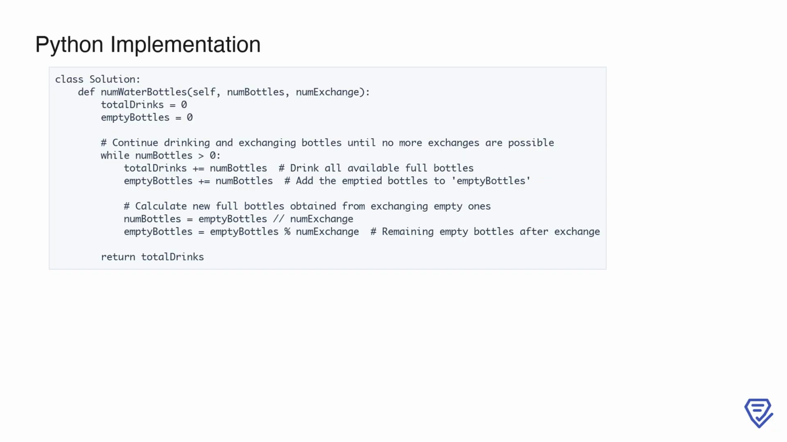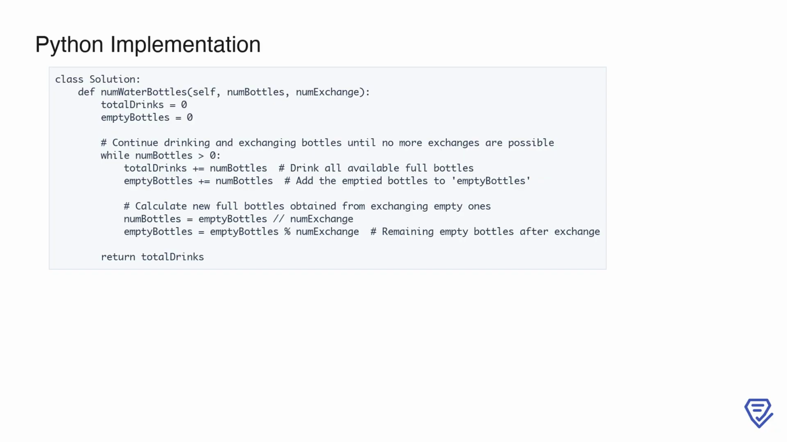2. Main loop. The while loop continues as long as there are full bottles, number bottles > 0. This ensures that all available full bottles are consumed, and exchanges are made whenever possible. Consume full bottles: add number bottles, the current full bottles, to total drinks to reflect the number of bottles consumed in this iteration. Update empty bottles: add the emptied bottles from the current consumption to empty bottles.